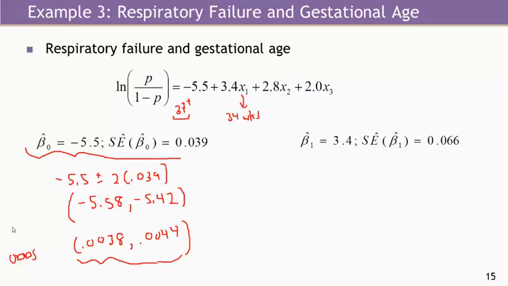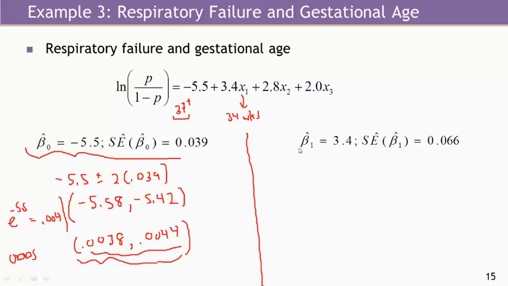The estimated odds, I should have stated, e to the negative 5.5, is 0.004. So we estimate very low odds, and that would translate into very low probability, which we'll see in the next section, of respiratory failure for full-term birth children. And after we account for the uncertainty, we see that it's relatively tight on the odds scale, and all the possibilities show a low odds.